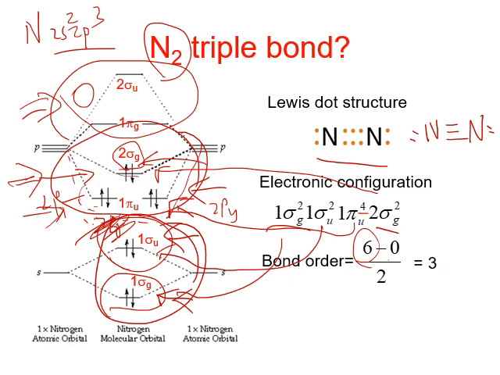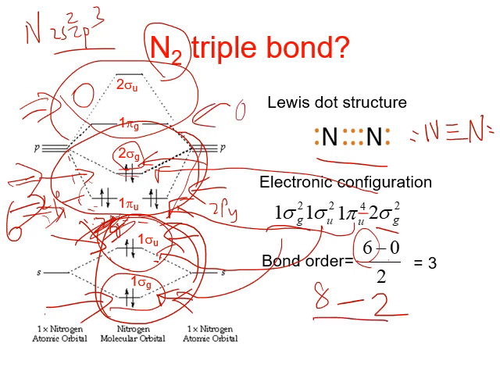For example, how many electrons in the bonding? So here 2 electrons, here 6, right? So 6 in the pi orbitals, 2 in the s orbital. So you have 8 in the bonding molecular orbitals, and minus anti-bonding. So this is anti-bonding, 2, and here 0. So divide by 2, and that gives you 3 again.